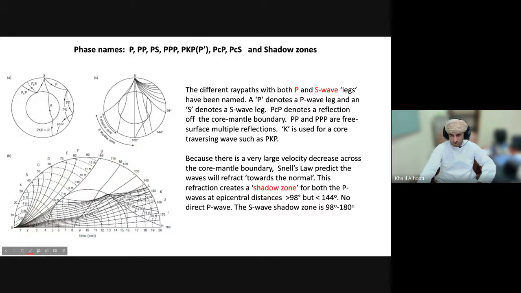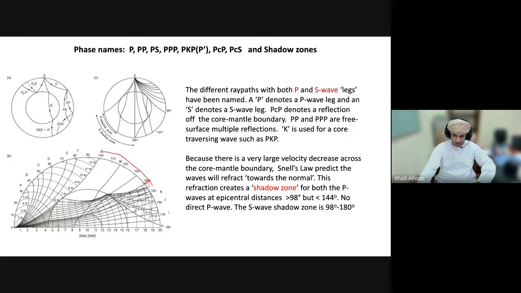From this zone up until here, we cannot record direct P wave. Why is that? Because if the energy, let's say this is the last energy here, hits this interface between the mantle and the inner core.